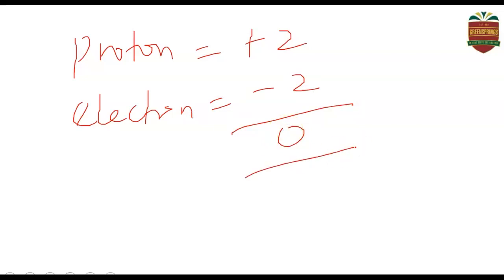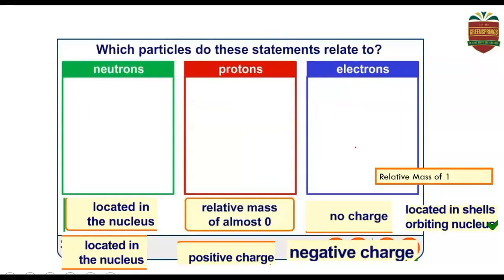So let's do this quickly. Pause the video. Arrange these properties into neutron, proton, and electrons. Which one is located in the nucleus? Which one has a relative mass of almost 0? Which one has no charge? Arrange all these particles. Pause this video and arrange them. If you get less than 80%, go over the video again.